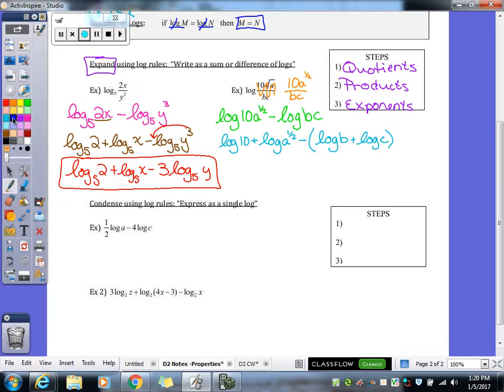Okay. Do we have any exponents now? Yep, so we have to take care of that. So log 10 plus 1/2 log a minus parentheses log b plus log c.